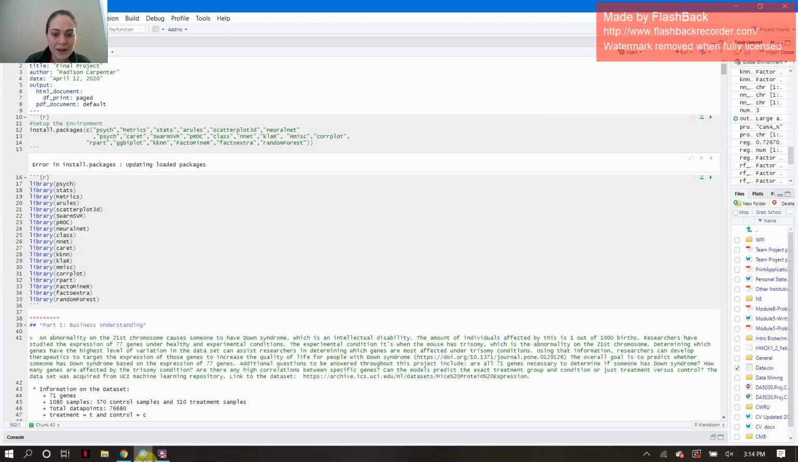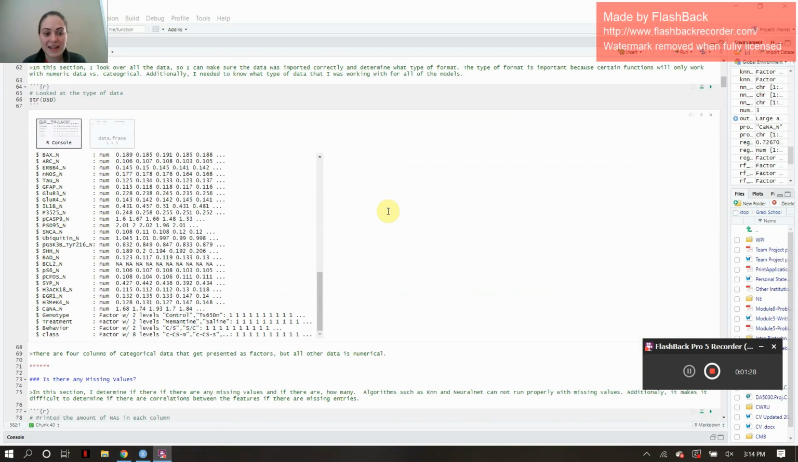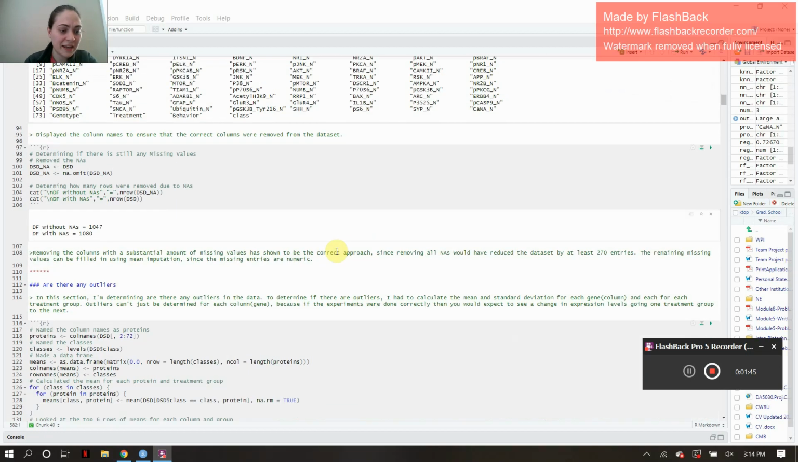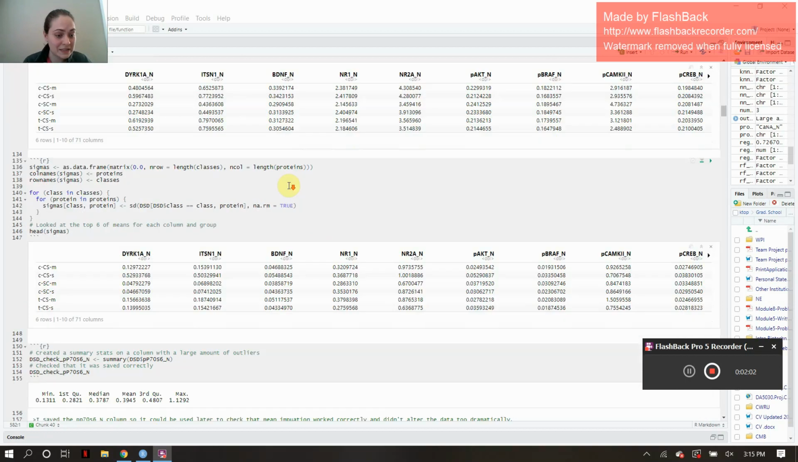So, going ahead and diving into how I explored the data. For one, I just looked over to see what I was working with, and primarily it is numeric data, but some of them were factors. I looked to see if there are missing values. I built this little table to do that, to count the amount of NAs per column. Then I determined how many outliers there were, or if there were outliers. I had to do this for each gene and treatment group because you would expect there to be some change because of experimental conditions. So I did this for mean and standard deviation.